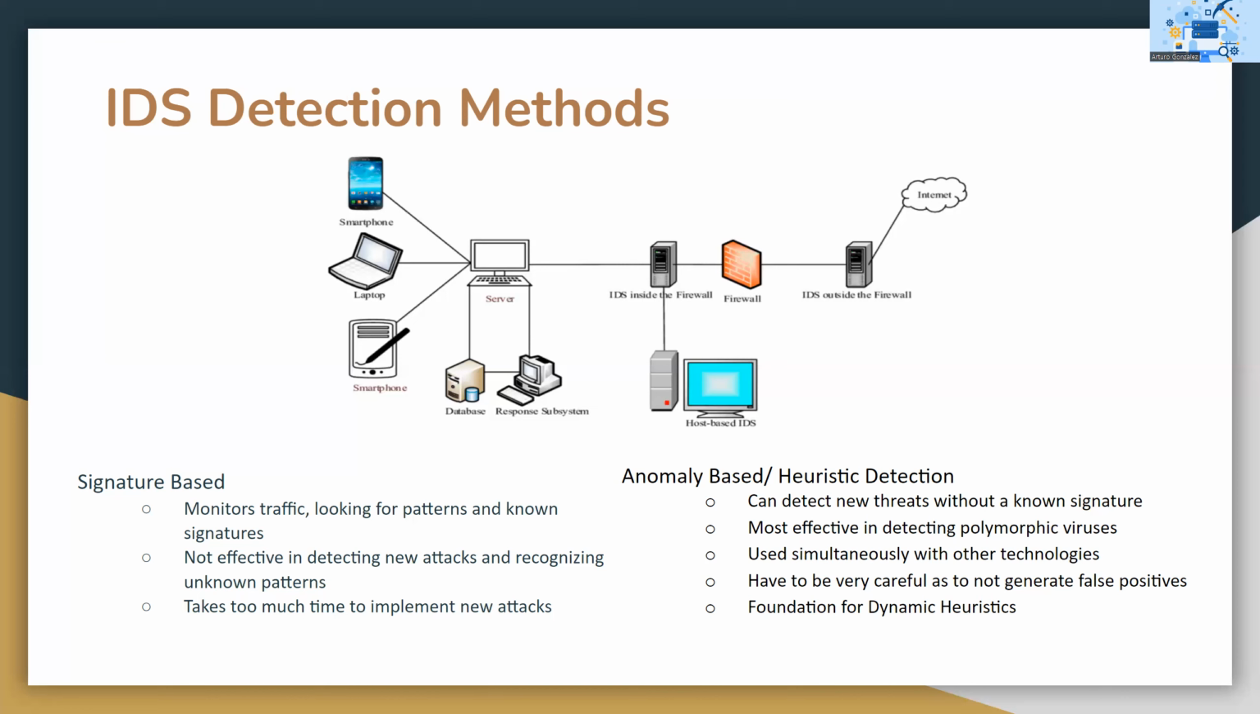Whereas with anomaly-based heuristic detection, it can detect new threats without a signature, but it's not the most effective when detecting polymorphic viruses, for example. It could also be used simultaneously with other technologies, but it's not very efficient and it's not very accurate.